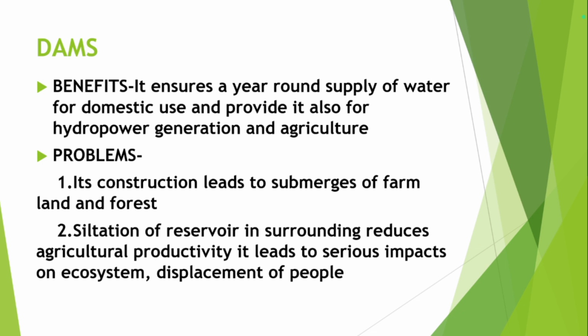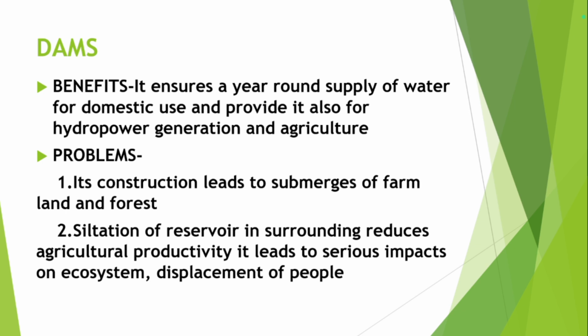If we construct a dam near the river, then surely it leads to the submerging of a large farmland and forest, which means there will be crop failure for us in that area. Siltation of the reservoir in the surroundings reduces agricultural productivity. It leads to serious impacts on the ecosystem and displacement of people.